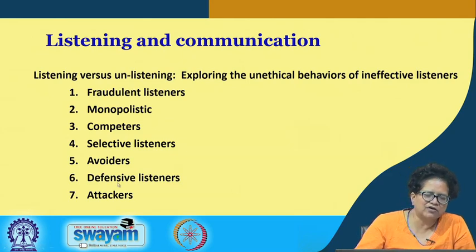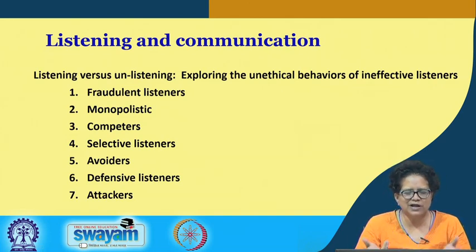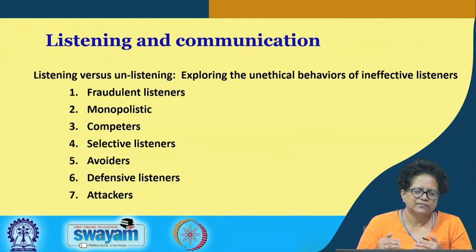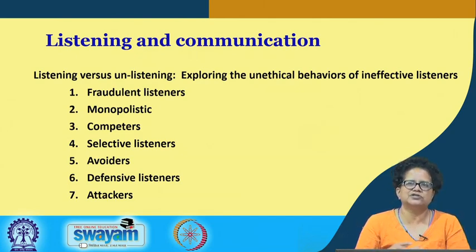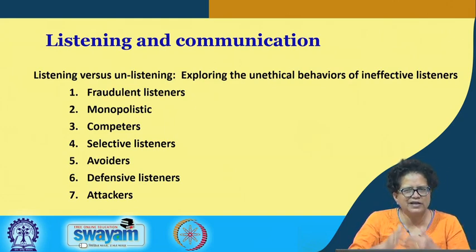The first example is that of fraudulent listeners, those who pretend to be listening. Number 2 is that of the monopolistic listeners, those who monopolize the conversation, they do not listen to the other. Number 3 is competitors. Sometimes, like in a court scene, there are 2 lawyers for the 2 sides or the 2 parties, and they are competing with each other, because each of them is trying to protect or save from punishment his or her client. So, competitors are those kind of listeners who have several competing pieces of information in their minds, and therefore they unlisten.